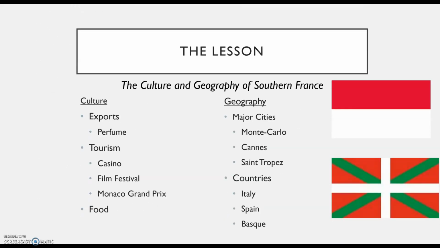So the lesson I had set up is a study in the culture and geography of southern France. They would study the different countries surrounding France, major cities, major landscapes, mountains, bodies of water, and they would discuss how this would affect the tourism, the culture, the food, and the different exports within the area.